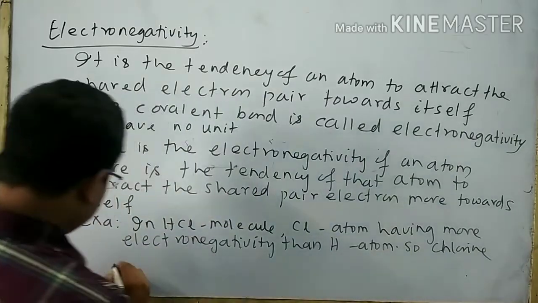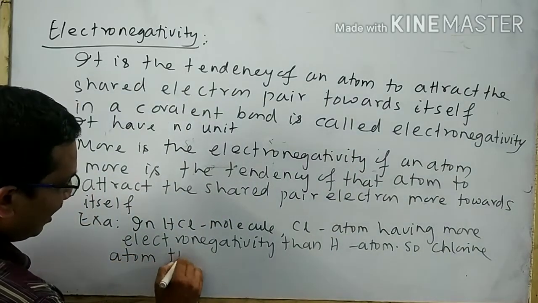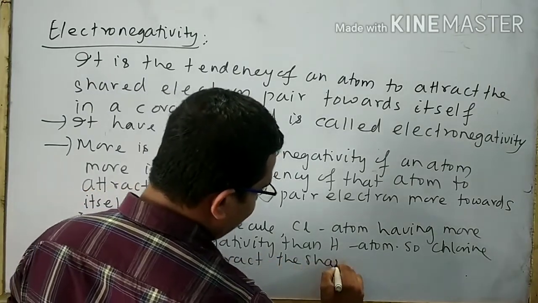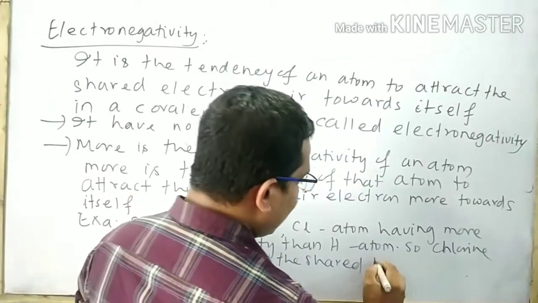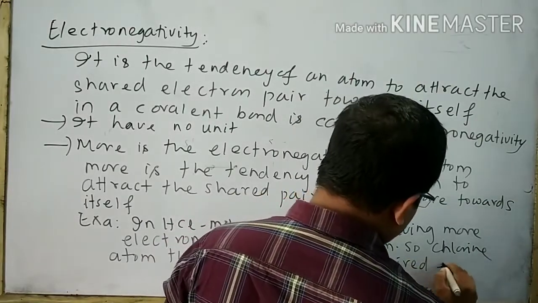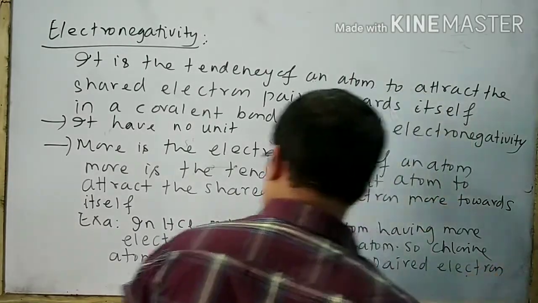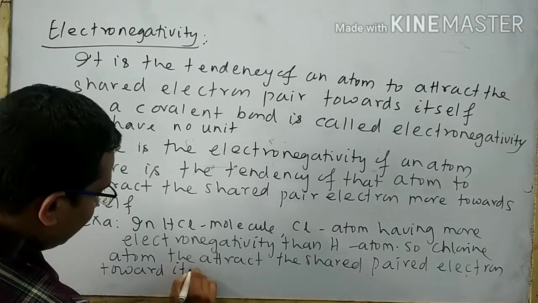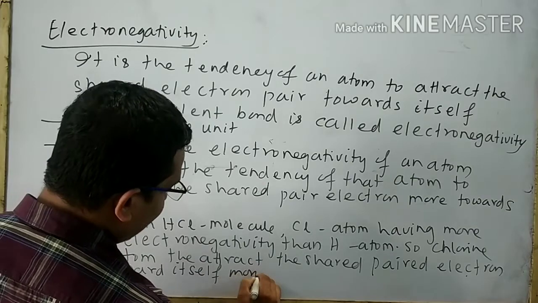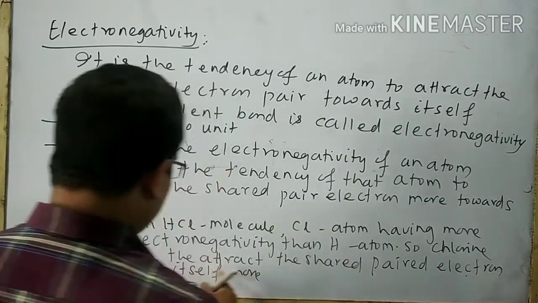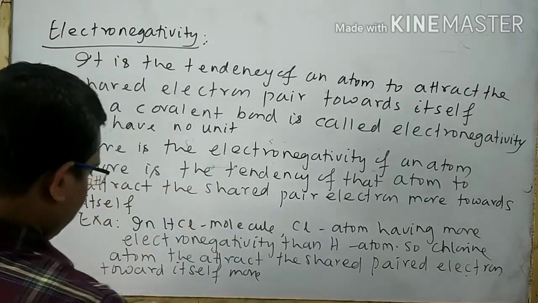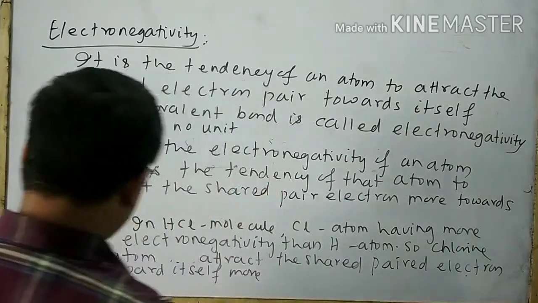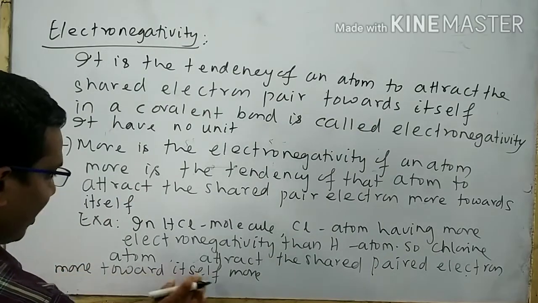So chlorine atom attracts the shared pair electron towards itself more. So chlorine atom attracts the shared pair electron more towards itself.